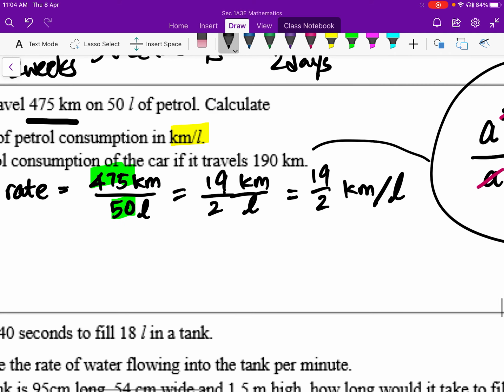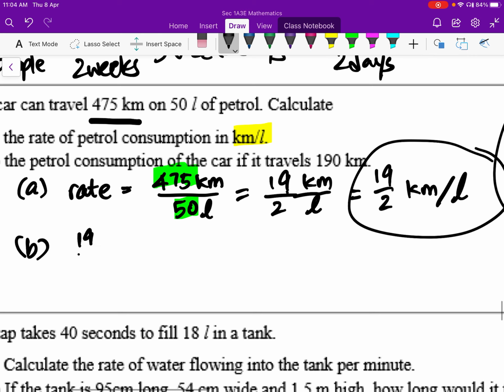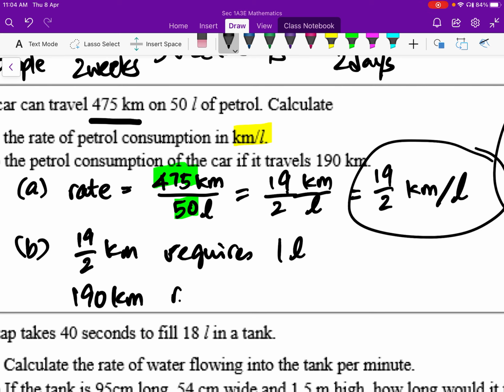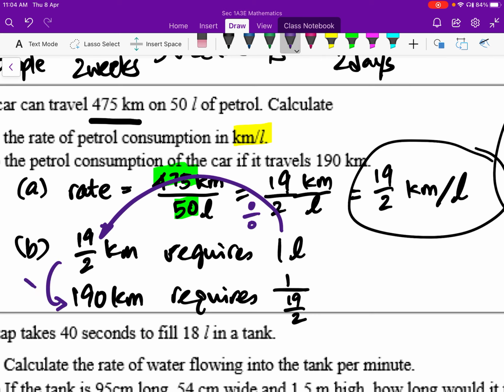So using this information, 19 over 2 kilometers requires 1 liter. So what about 190 kilometers requires? Now if you put it in this structure, then the answer is always this. Divide over here, so 1 over 19 over 2. We're doing a division. And then you multiply by 190 kilometers.